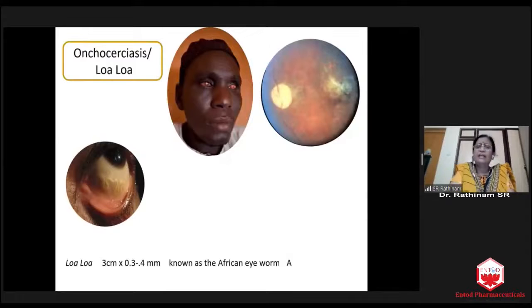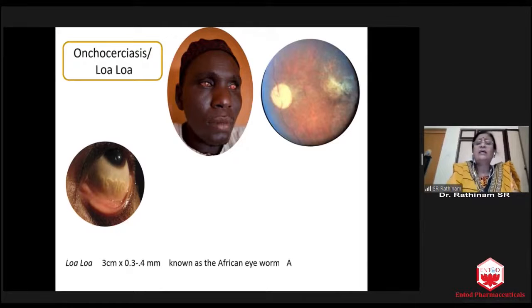Onchocerciasis we don't see in India at all, only in Africa. There are extensive chorioretinal scars and a pale optic disc, both will be blind, and they will have corneal opacity as well. And the Loa will be like this. Even Indian patients who have visited Africa 7 to 10 years back may harbor one worm. And when they come here, after 7 to 10 years, they may develop Loa nodules.